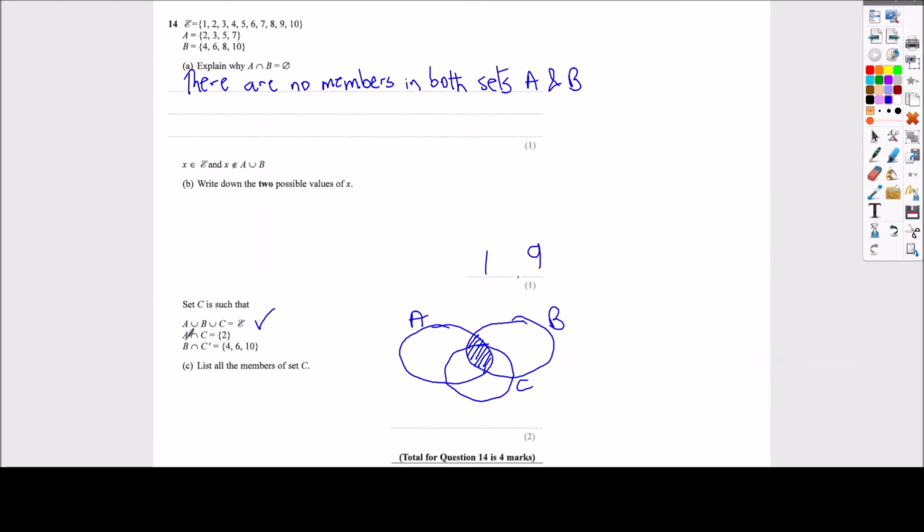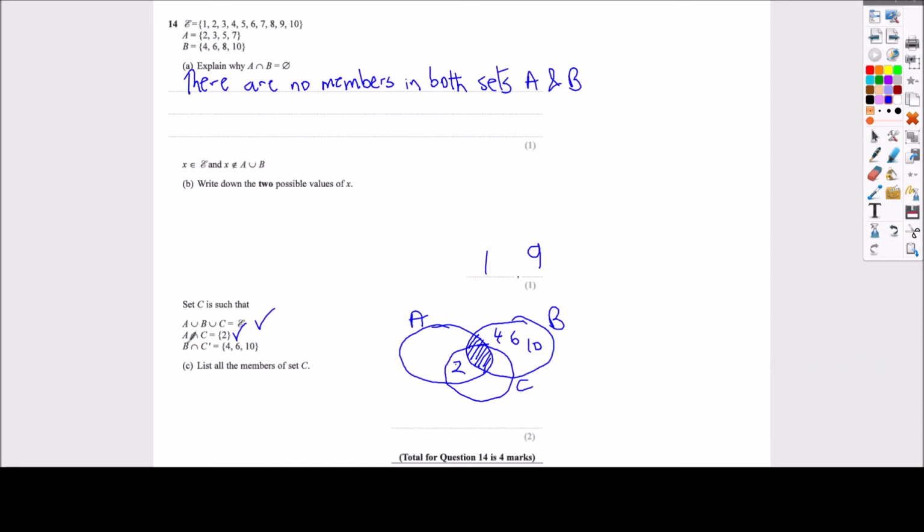Now, we're told A intersection C. What's in both A and C? That's 2. So let's put the 2 in there. Now, we're told what's in both A and not in C is 4, 6, and 10. So, sorry, what's in B but not in C? What's in B but not in C? So 4, 6, and 10 go here.